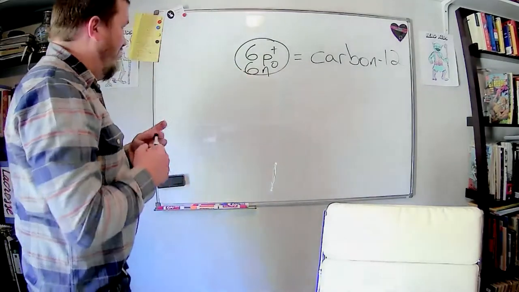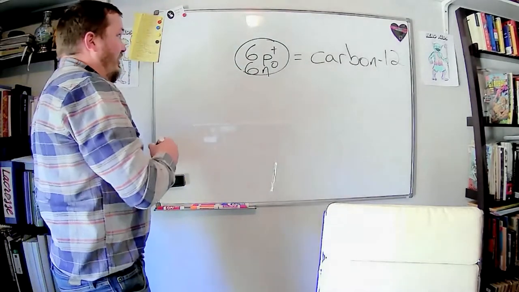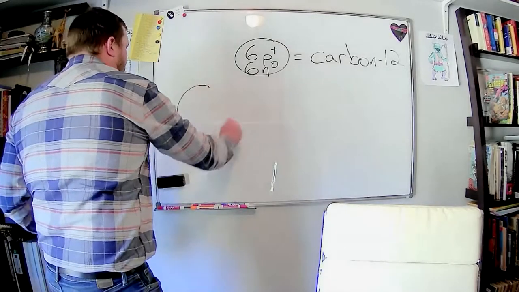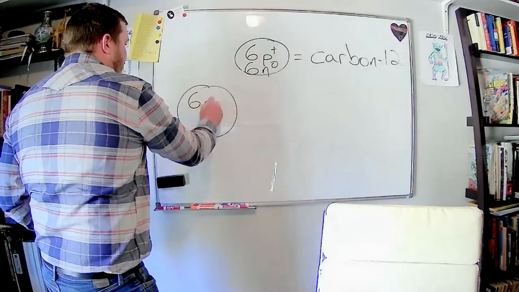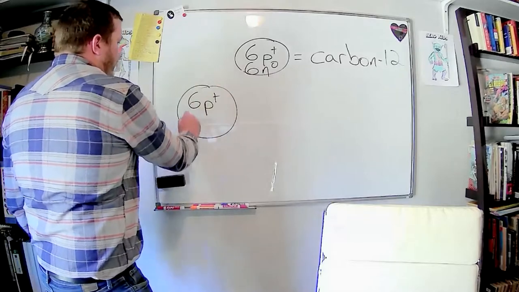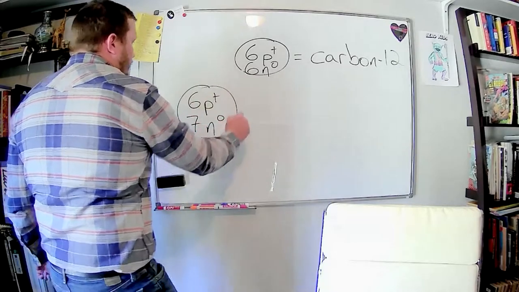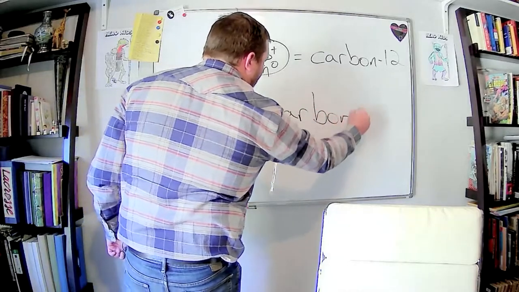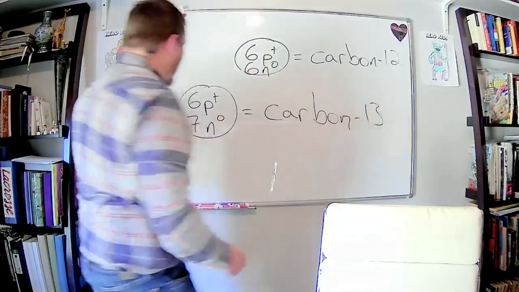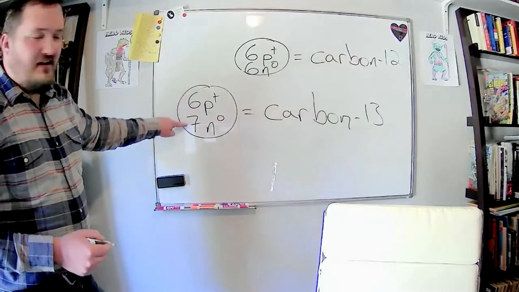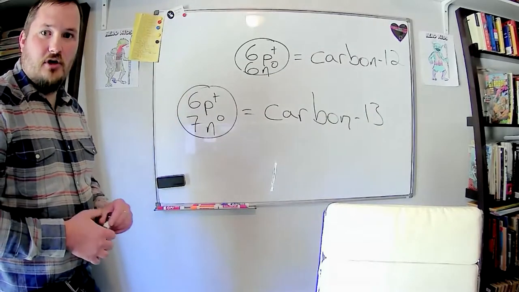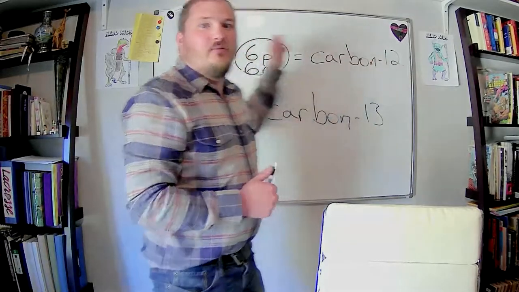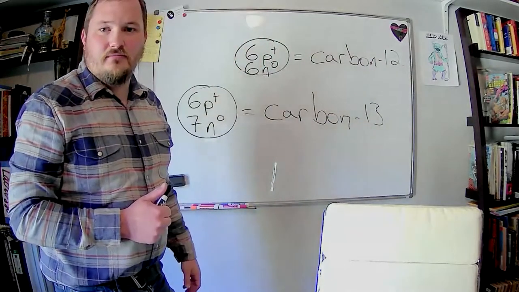There's also a second stable isotope of carbon, carbon-13. Well, it's still carbon, so it's still going to have 6 protons, but it actually has 7 neutrons. And we call that carbon-13, just because adding 6 plus 7 gives us 13. So this number, the isotope number or the mass number, is always just the sum of the pieces in the nucleus.